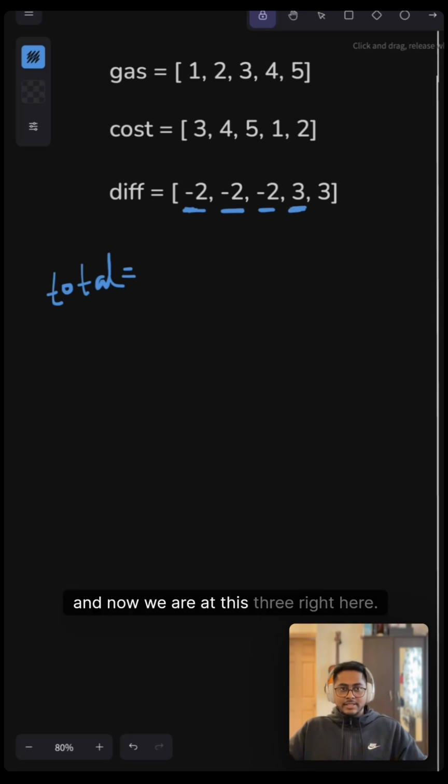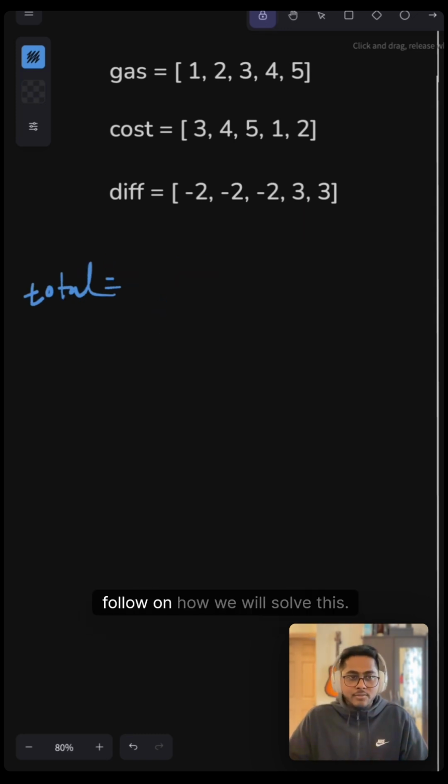And now we are at this 3 right here. So our total now becomes 3, and it is greater than 0. So we can start from this index at least. And then we will go on to our next element. So this 3 will become 6 now. Now let's try to follow on how we will solve this.